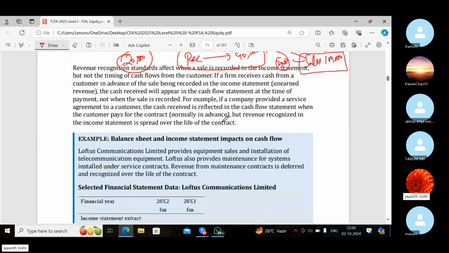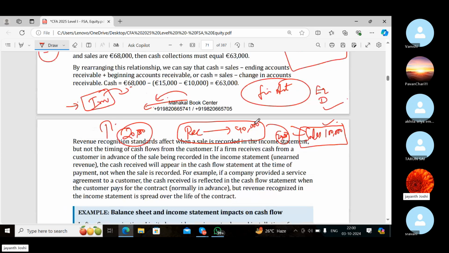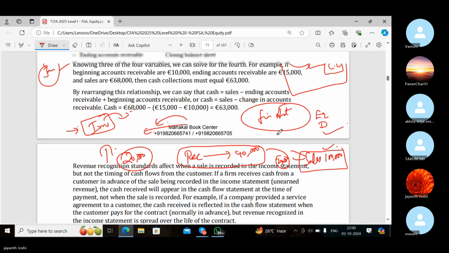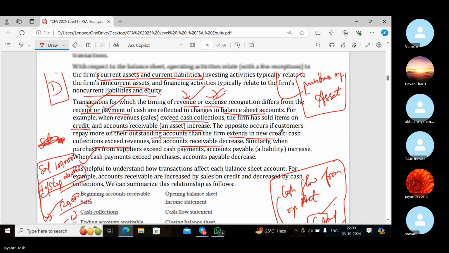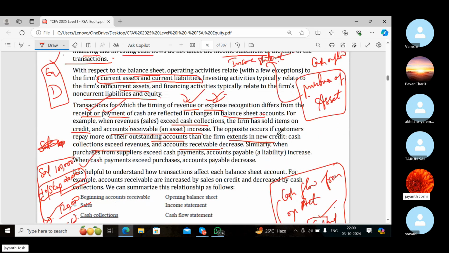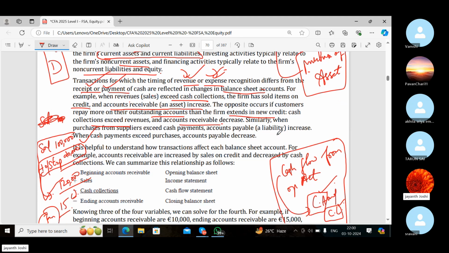So here, see, cash collection has increased and receivables have decreased by 20,000, correct? So customers repay more on their outstanding accounts than the firm extends in new credit. Yes, at times it may happen. Old customers are also repaying you. Maybe so your cash collections are going high and your receivables are decreasing.